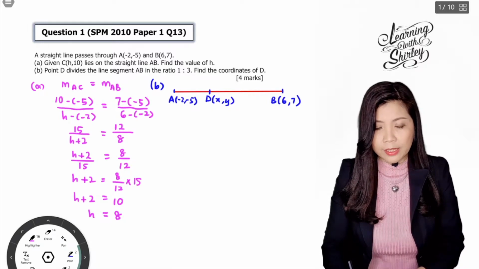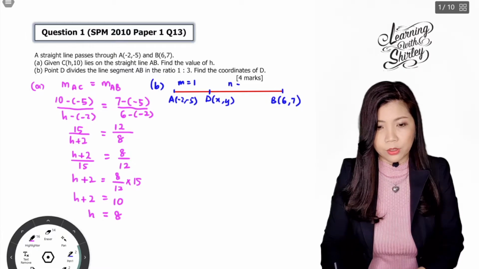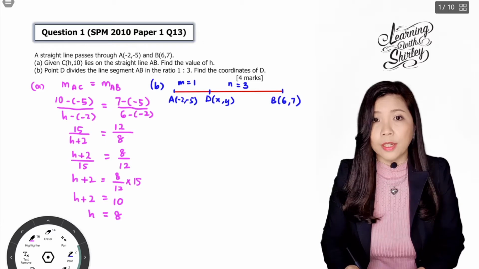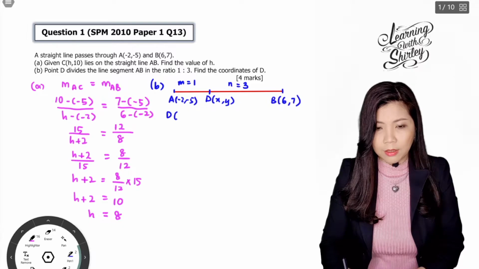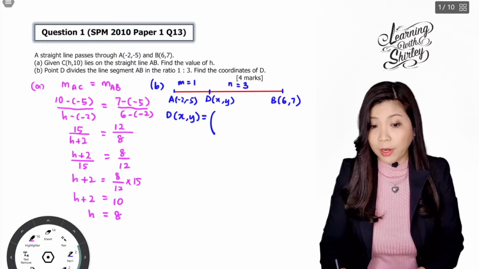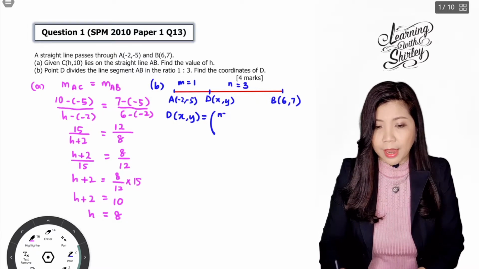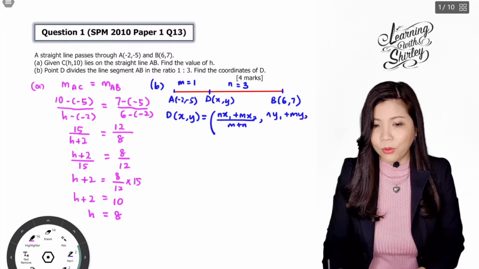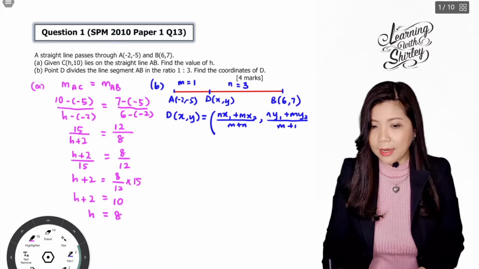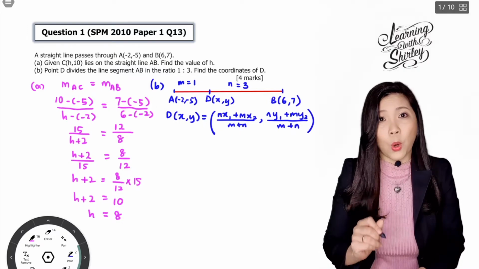It divides in the ratio of 1 to 3. It means that m is 1 and n equals 3. With this information given, we can put it into the formula. D, let it be (x, y), equals, I'm going to write down the formula: (n x1 plus m x2 over m plus n, comma, n y1 plus m y2 over m plus n). Then remember to put in brackets because it's a coordinate.